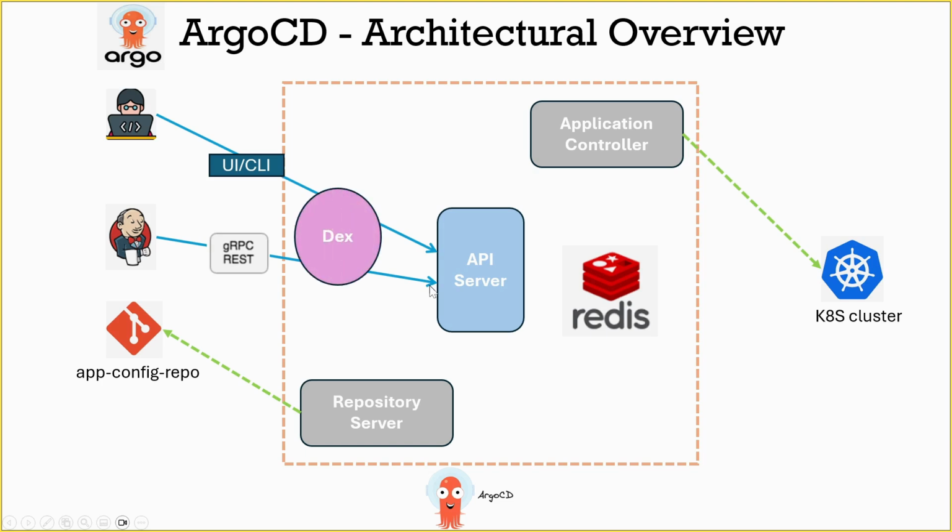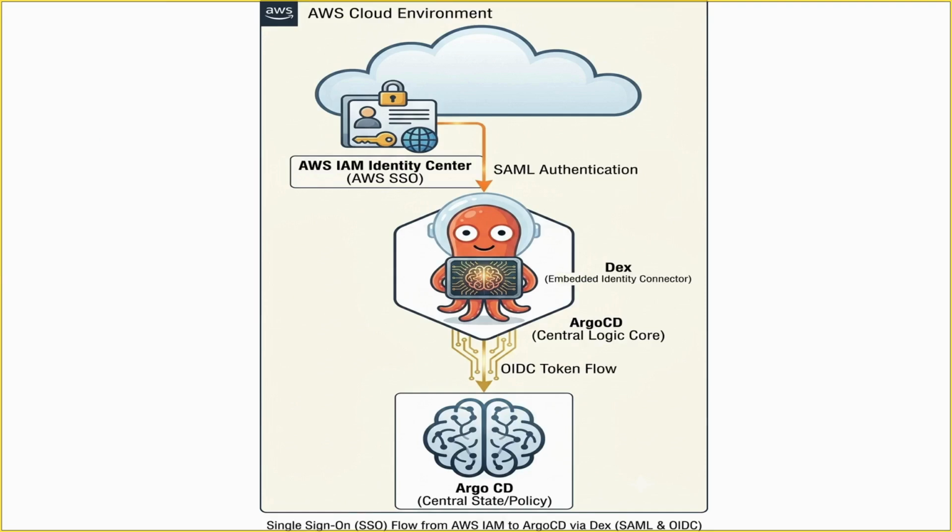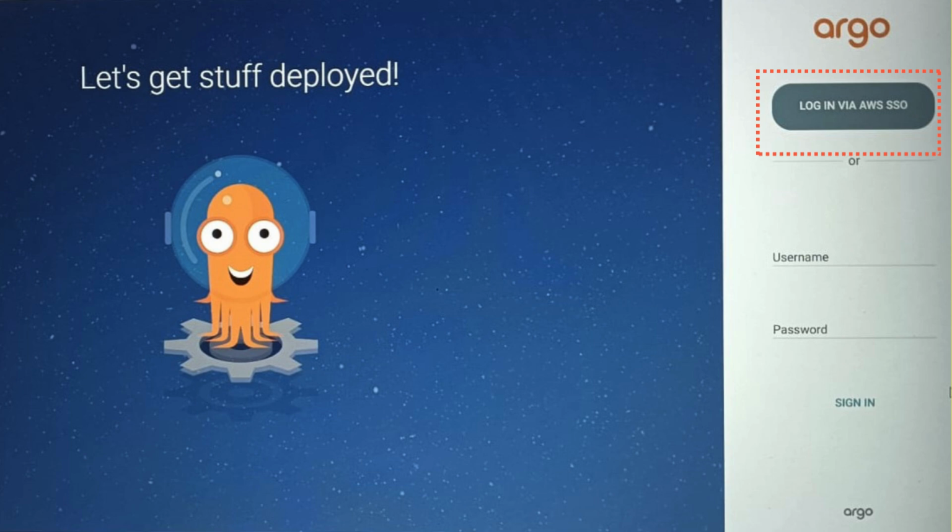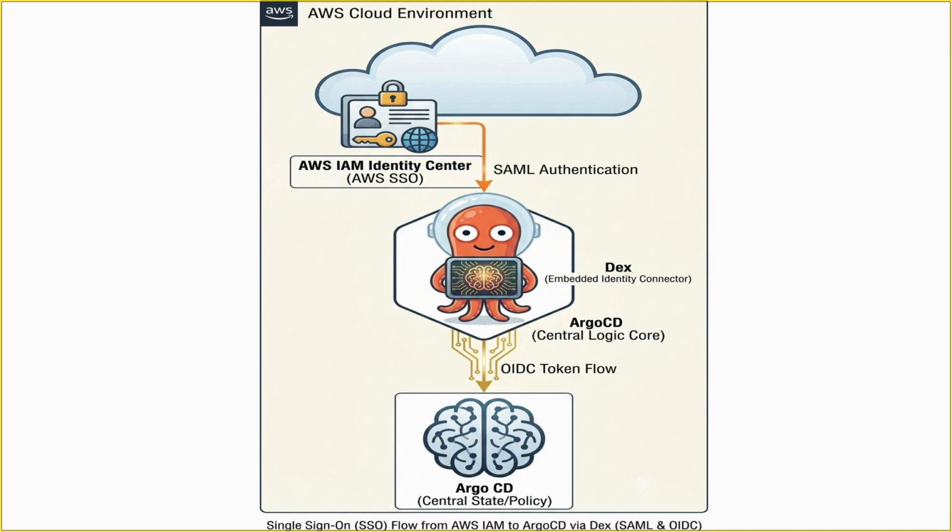Next, we have Dex. Let's understand it this way. Since the ArgoCD API server is the entry point for all requests, it must authenticate every user or tool before allowing any operation. Well, in enterprise environments, users typically don't log in using local ArgoCD accounts. Instead, organizations use single sign-on, SSO. ArgoCD supports SSO using OIDC, OpenID Connect, which is an authentication protocol that allows applications to trust an external identity provider.